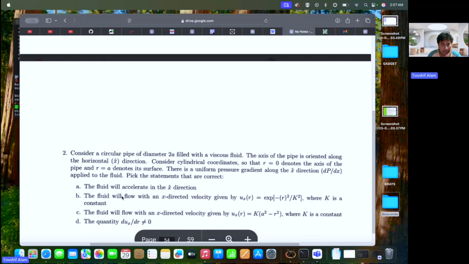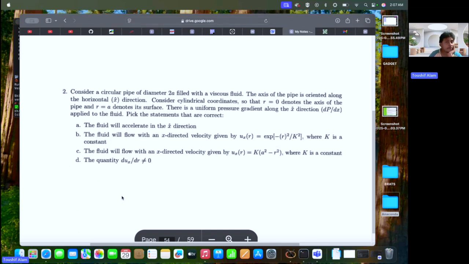So the next question is: consider a circular pipe of diameter 2a filled with a viscous fluid. The axis of the pipe is oriented along the horizontal direction. Consider cylindrical coordinates so that r equal to 0 denotes the axis of the pipe and r equal to a denotes its surface. There is a uniform pressure gradient along the positive x direction applied to the fluid. Pick the statements that are correct.